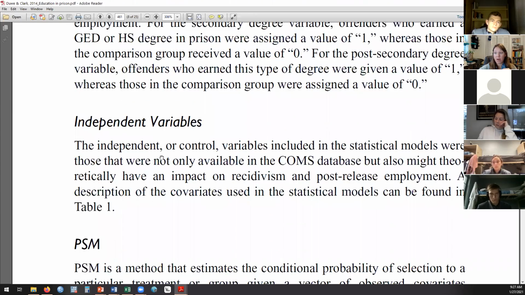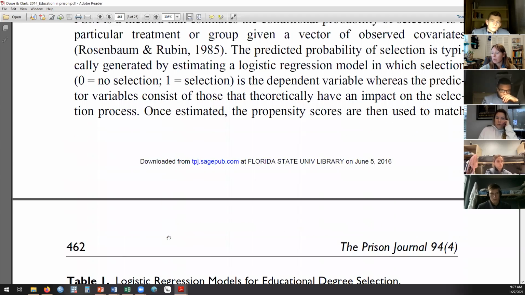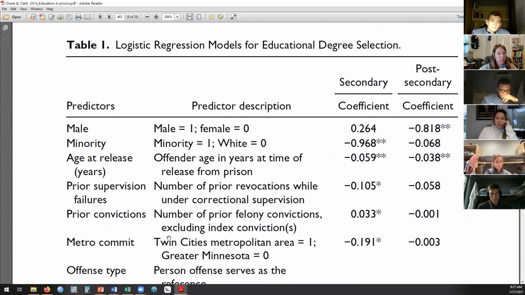Here we've got our independent or our control variables. And remember, I told you table 1 always lists all the variables. Here they're describing propensity score matching, which you can read if you want, but I don't recommend it. Here is table 1. So here is the list of variables that they are controlling for to make sure that the treatment group and that control group are as similar as possible.